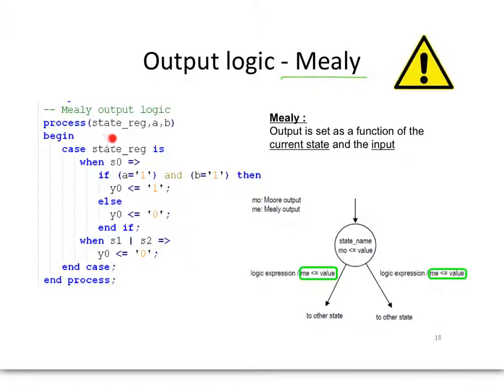We can see that we evaluate the current state, inputs A and B, and if we are in state 0, we evaluate A and B. If they are both true, y0 gets assigned the value 1. If that's not true, then y0 gets the value 0. If we are in either state S1 or S2, y0 gets the value 0. So this is also pretty simple in this case, but we need to take into consideration both what state we are currently in and what values the inputs have.